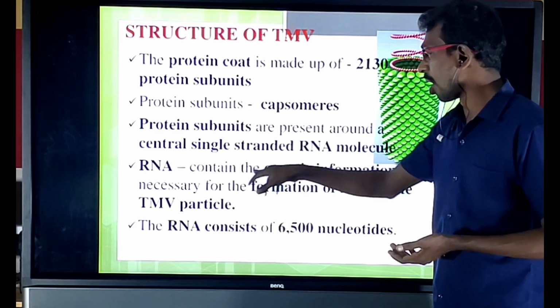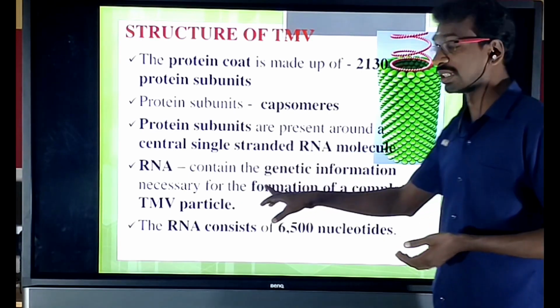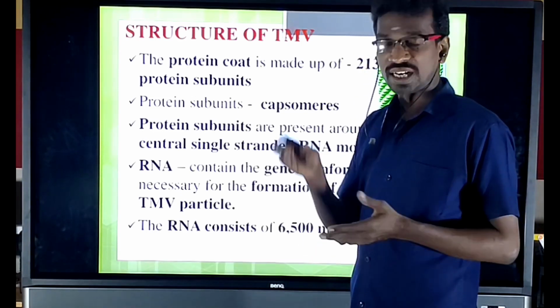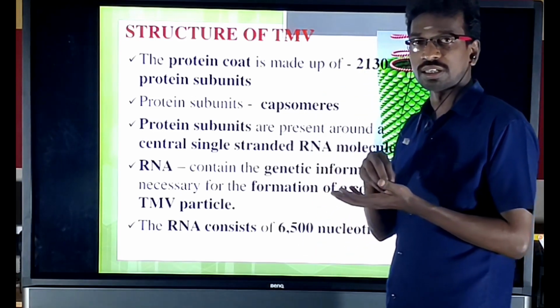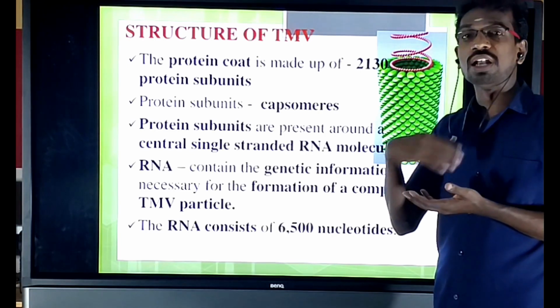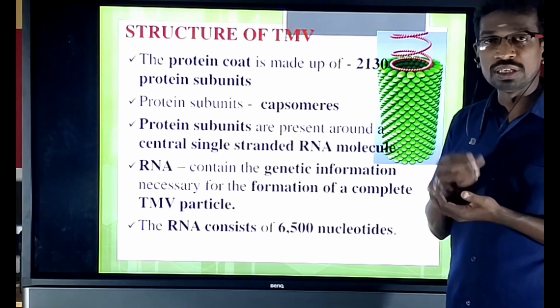Okay. And the RNA contains the genetic information necessary for the formation of the complete TMV particle. When the virus infects the plant, that is the tobacco plant, inside the tobacco plant it will multiply. How will it multiply?